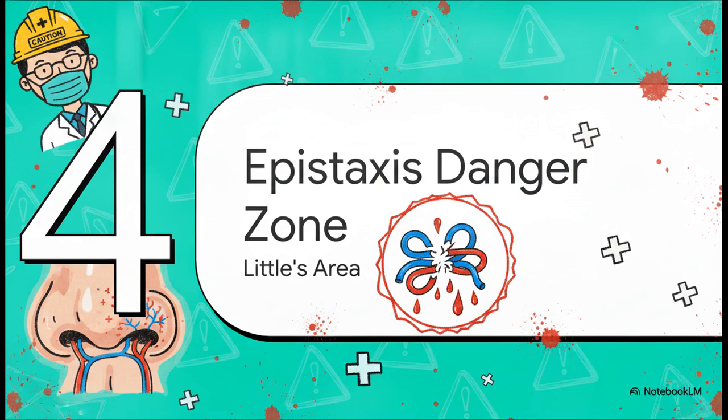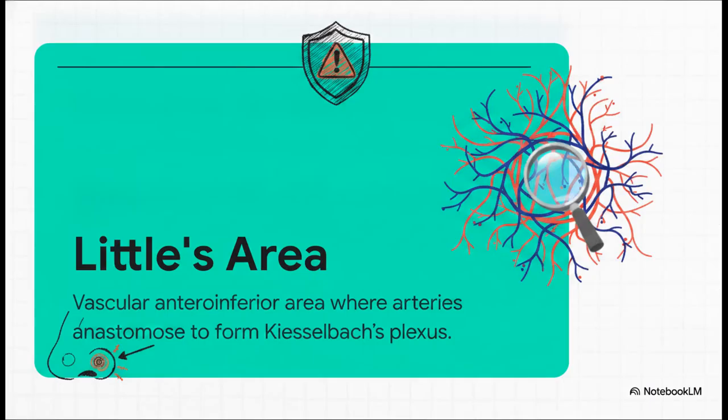Section 4. The epistaxis danger zone. All right, I'm going to put on my friendly cautionary doctor hat for a second here. What happens when the plumbing of the nasal septum gets disrupted? Well, right in the anterior-inferior part of your septum, just above the vestibule, is a critical danger zone, medically known as Little's area. This is where those arteries we talked about earlier all meet up at an anastomosis to form what is called Kiesselbach's plexus.